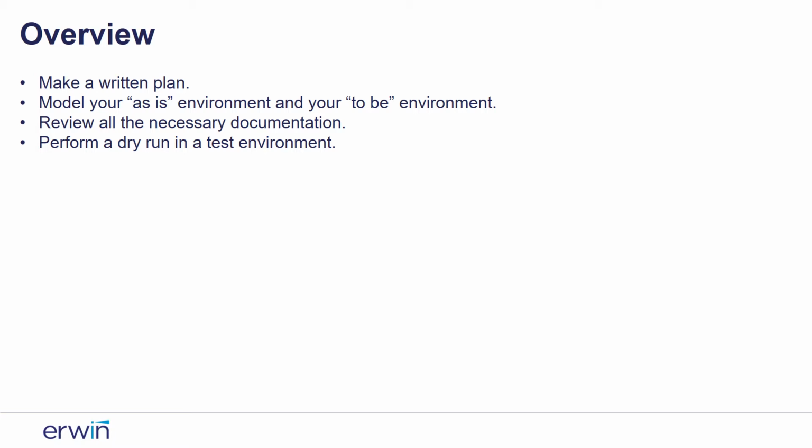If you model your as-is environment and your to-be environment, prepare a written plan to get from A to B, review all necessary documentation, and then perform a dry run in the test environment, you can make a smooth migration of your production environment with minimal disruption. Let's talk about the process in more detail.